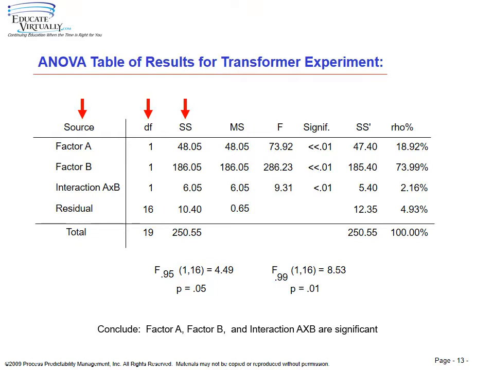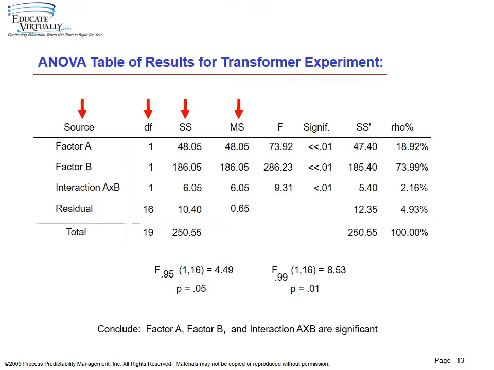The sum of squares is calculated from the data itself. The degrees of freedom and sum of squares are the only two things that are calculated from the data from the experiment. Everything else that is in this analysis of variance table is calculated from the rest of the table.